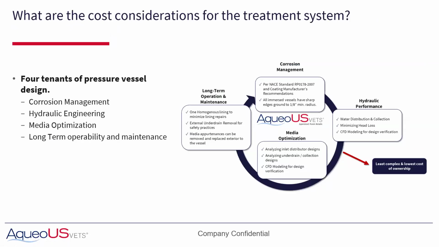So we talk about four tenets of pressure vessel design, and the four tenets are corrosion management, hydraulic engineering, media optimization, and long-term operability and maintenance. We'll go into each one of these in a little more detail, but these are the four things that you need to take into account when you're thinking up a system out in the field, and again, for 25 to 50 years.